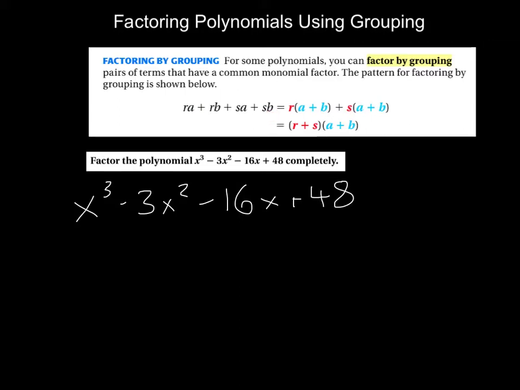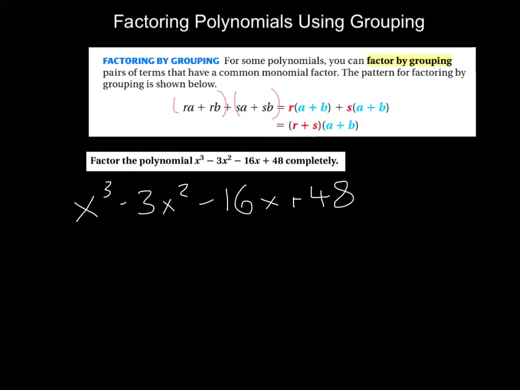The grouping part of this method means that we're going to chunk this together in groups of two. So we're going to look at the first two terms as one piece and the second two terms as one piece. Now if we look at RA plus RB here, both of these terms share an R, so we can factor that R out to get R times A plus B. When we look at the second chunk of terms here, SA plus SB, both of those share an S, so we can factor the S out to get S times A plus B.